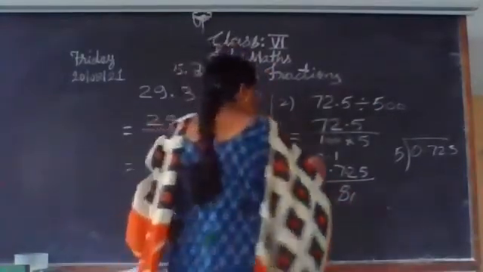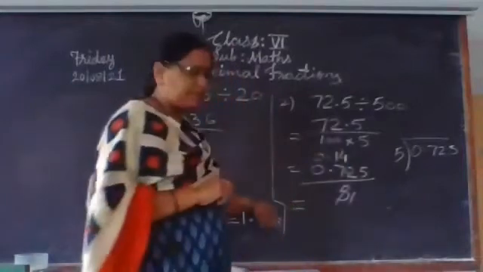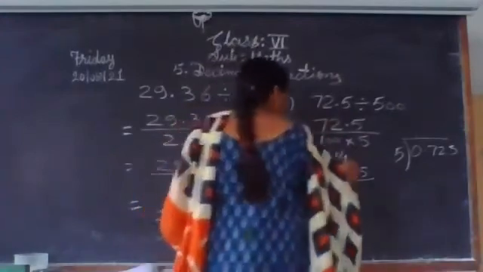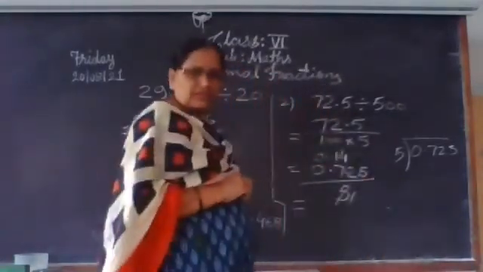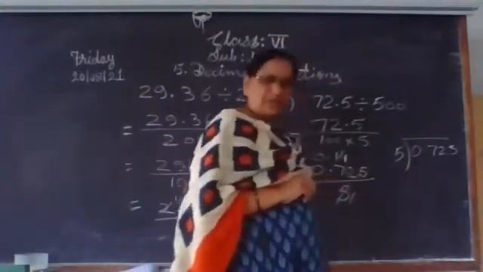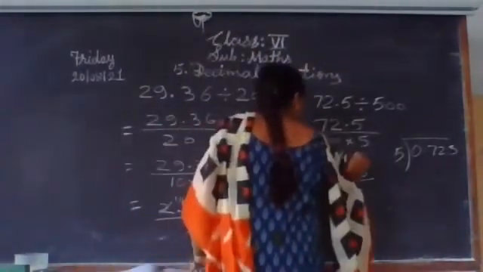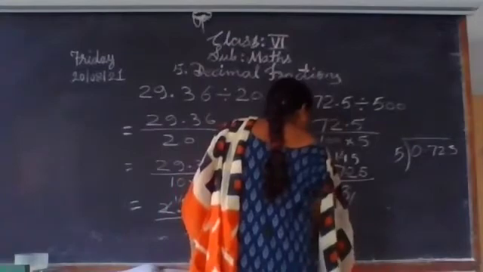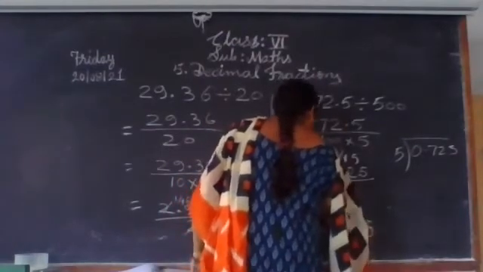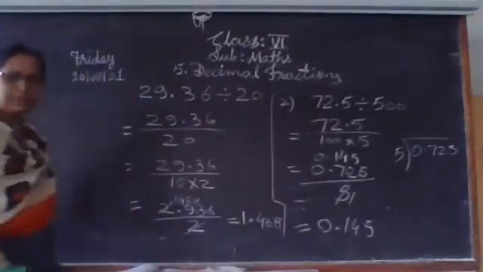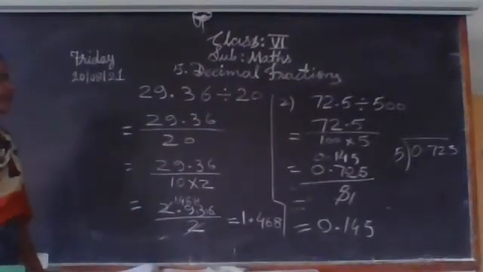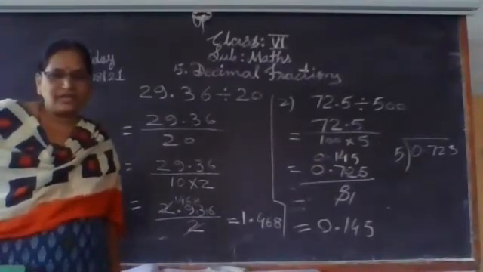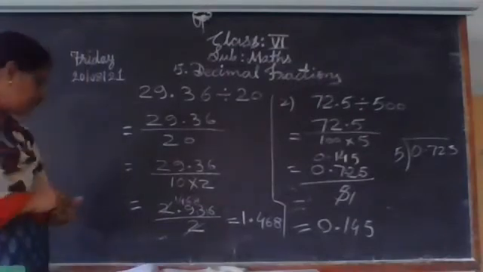So 5 fours are 20. 22 minus 20, again the remainder is 2. So write down 2 before this 5. So it becomes 25. 5 5s are 25. So what is the answer? 0.145. Got it, beta? See how easy the division is by multiples of 10, 100, and 1000 and so on. Got it, beta? So let's see one more example.